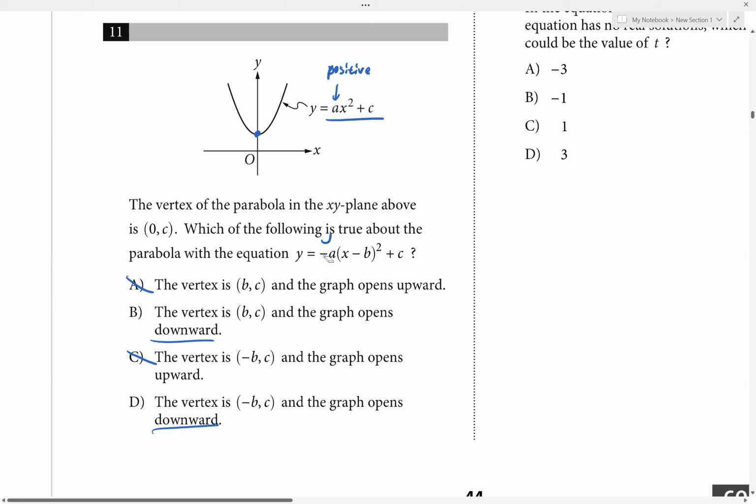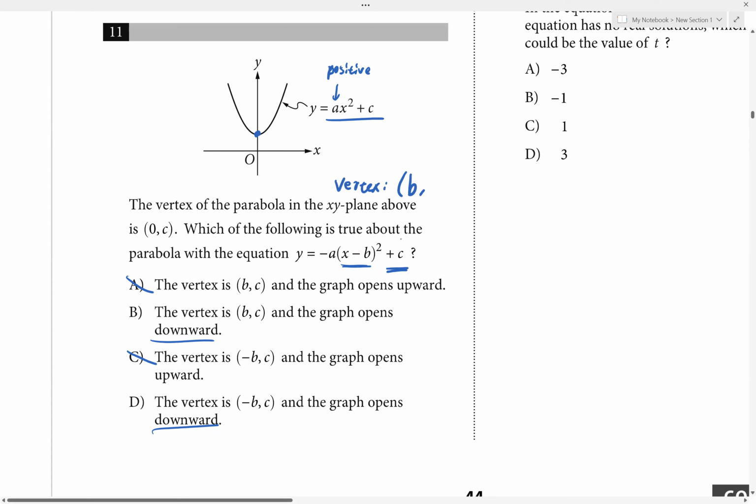We know this equation here is actually in vertex form. If you look at this equation, inside the parentheses, that's the horizontal shift. So it's x minus b, but the horizontal shift is always kind of backward. So it's a minus b, it's actually shifting b to the right. It should be a positive b value because we're going to the right. So the x value of the vertex is actually positive b, and then it's plus c at the end, that's the y value of the vertex.